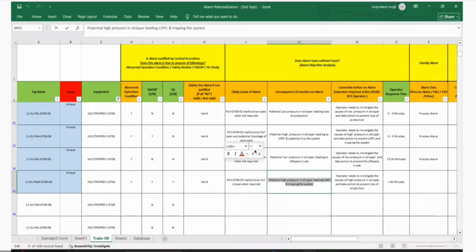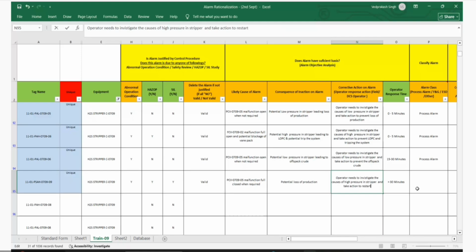Yeah. Now, the corrective action is operator needs. Why loss of production? No, because already it's tripped, right? So if you don't do anything, you continue to lose production, right? Now here, what we're saying here is for restart, right? Take action to restart. Yeah.